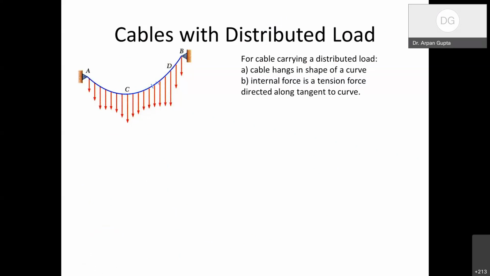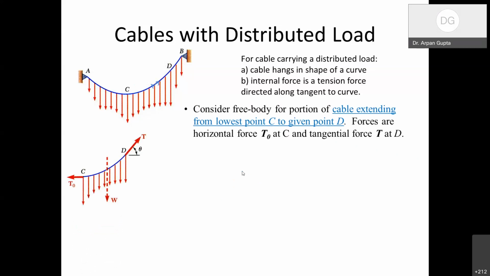So if I consider this part, the tension will act only along the direction of the cable, which means along the tangent to the curve. Now to do an analysis for this, consider the free body of the portion of cable extending from the lowest point C to a given point D. So now I have some given point D, but the diagram that we are drawing is from the lowest point C to a point D.